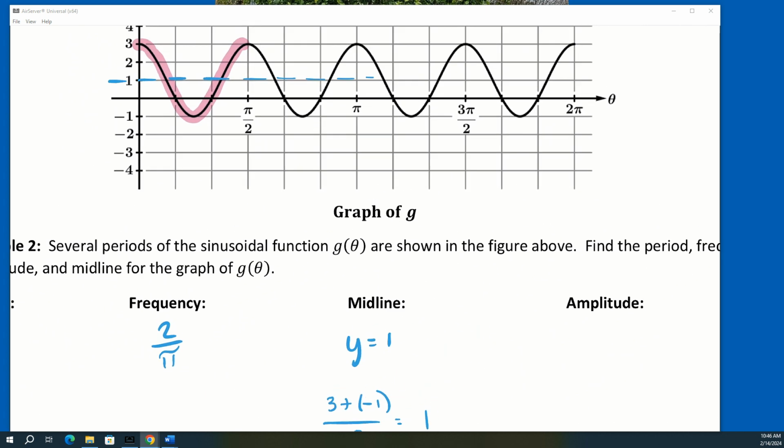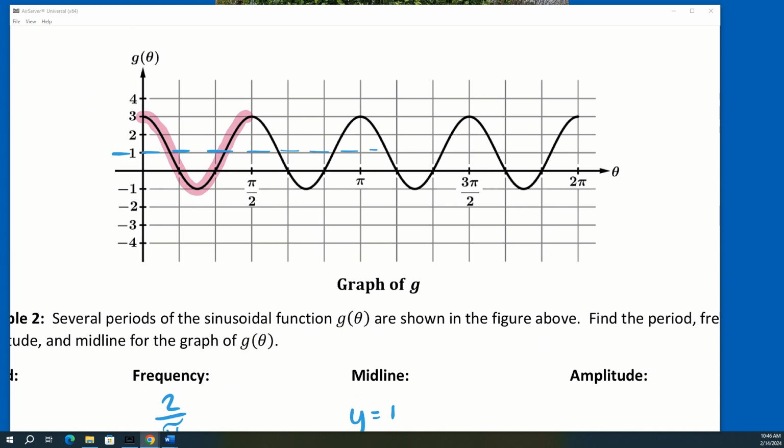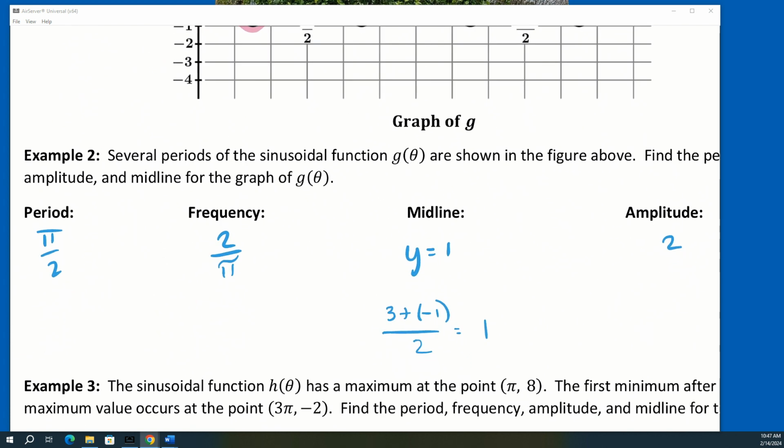All right. And then the amplitude is going to be however much the distance is between that middle and the max. What do y'all think? 2. Right. Any questions on that?